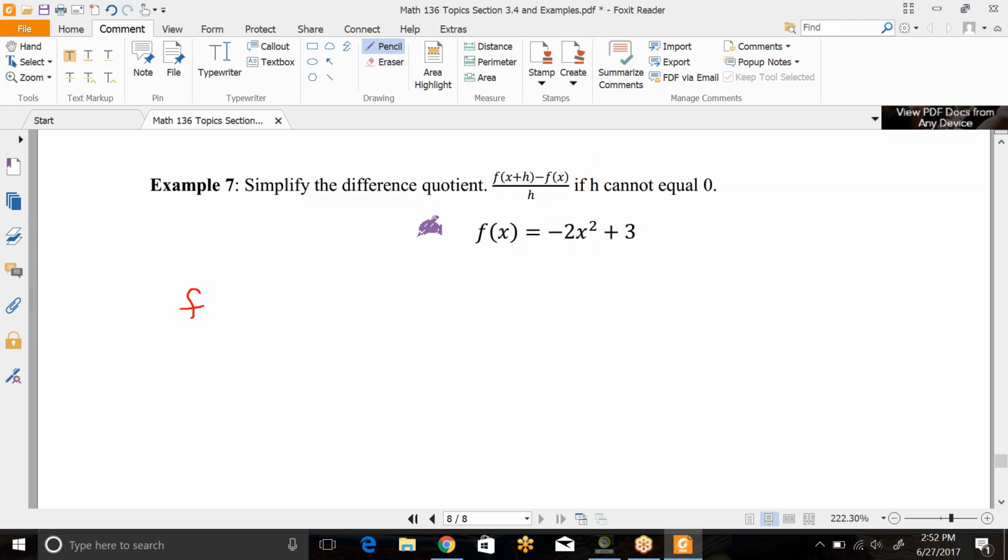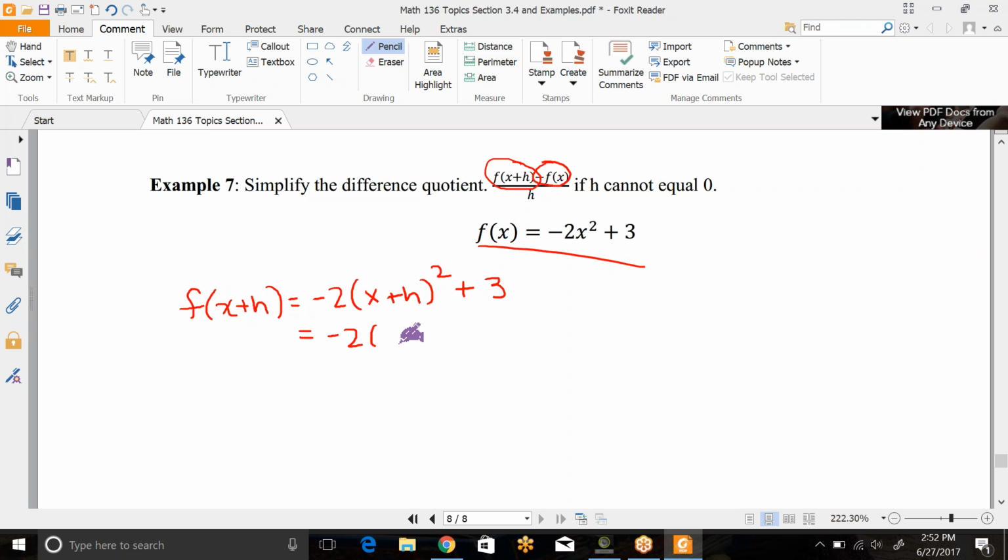So the first thing you would notice is that we need to find these two parts. We're going to do f of x plus h, and then we're going to do negative f of x. So f of x plus h using this function right here. So this would be -2 blank squared plus 3, and in that blank we put x plus h. We FOIL that out because it's being squared. So that's -2, and then this would be x squared plus 2xh, because you get xh and xh again, plus h squared, and then plus a 3 at the end. We distribute this -2.